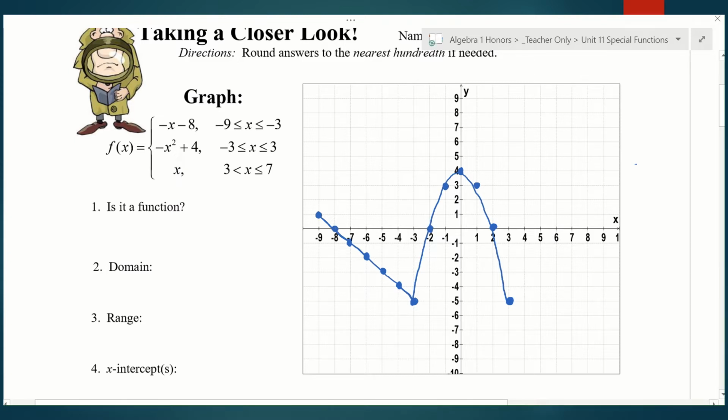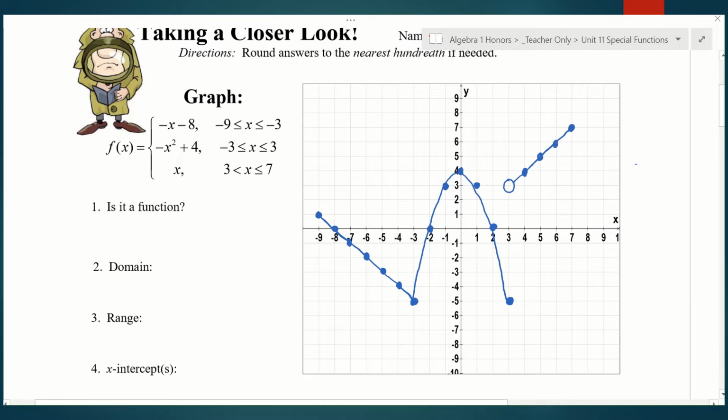So I need to start at x being 3. So when x is 3, y is 3. Notice, however, the interval that they gave us, 3 is not included. So I need to make sure I have an open circle on that 3. Okay, my next point would be (4, 4). When x is 4, y is 4. (5, 5). And remember, I'm going all the way until x is 7. So my line is going to end there. It's going to be a closed circle since it includes 7. And then I'm going to connect it.